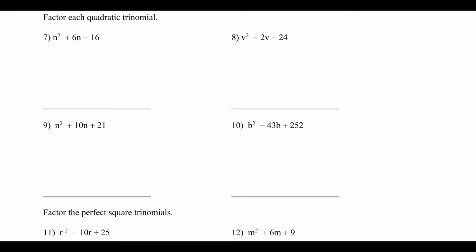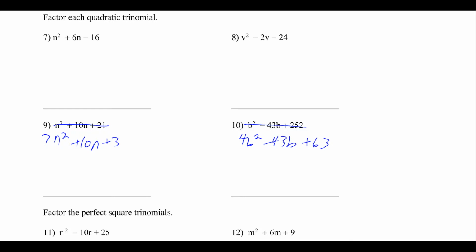Now, the next piece down here towards the bottom, my numbers 9 and 10 are a little bit different. Let me go ahead and fix that. It's going to be 7n squared plus 10n plus 3. And this one's supposed to be 4b squared minus 43b plus 63.